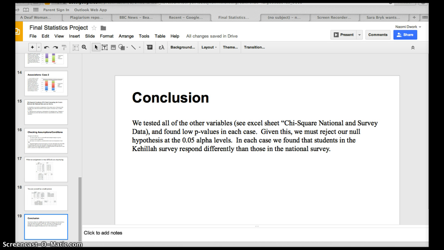Okay, so to conclude that part of our survey, we tested all of the variables again, and found low p-values in each case. That's comparing the variables from the national survey and from our Kahila survey. Given that we found these low p-values, we must reject our null hypothesis at the 0.05 alpha level. And in each case, it means that we found students in the Kahila survey respond differently than those in the national survey.